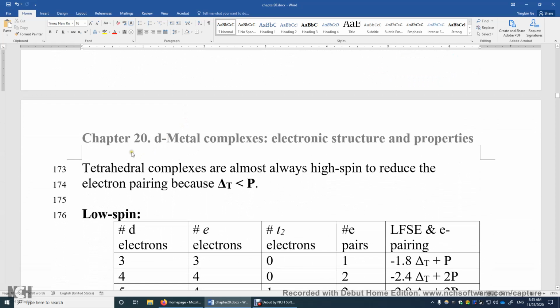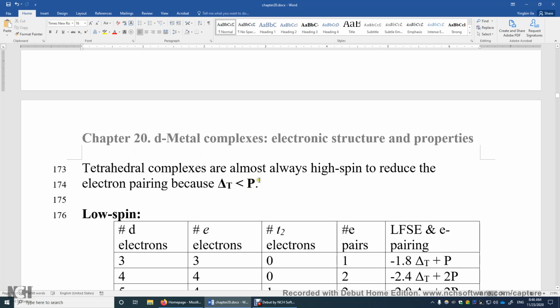So now, again, let's look at the tetrahedral complexes. They're almost always in the high spin electronic state. This is to reduce the electron-electron repulsion. This is because delta T is much smaller than the electron pairing energy.